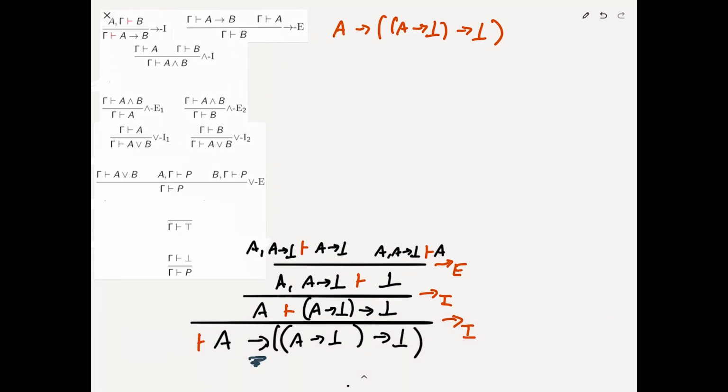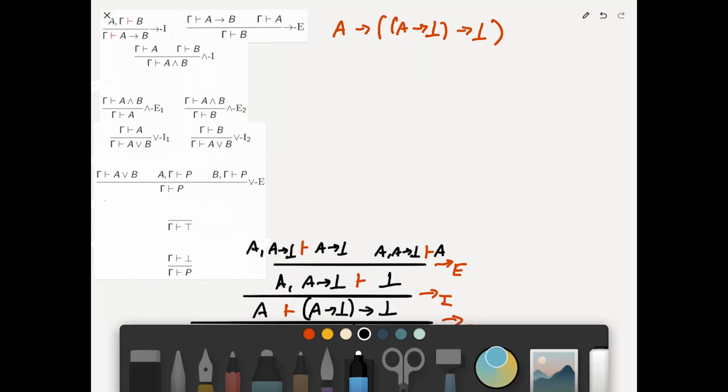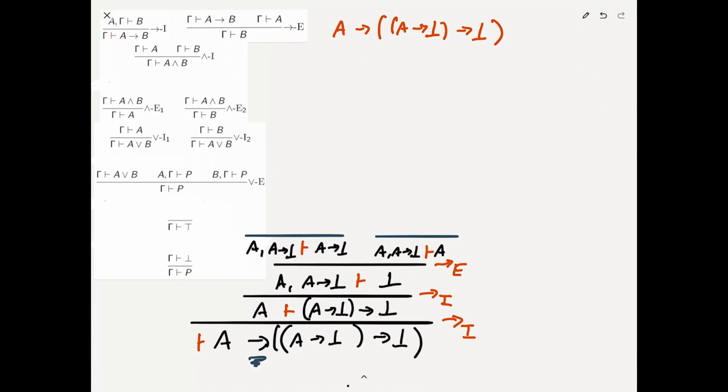Well, A implies false is one of our assumptions, so this rule is done. And A is also one of our assumptions, so this one's done. So that means overall, we've now completed the proof that A implies not A, right? Which is this expression here. Cool. So we've seen how to deal with negations now.